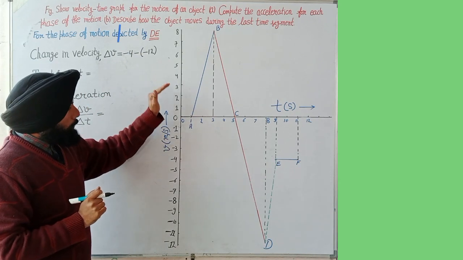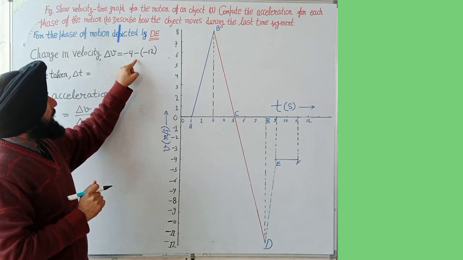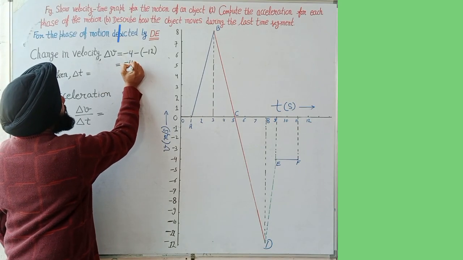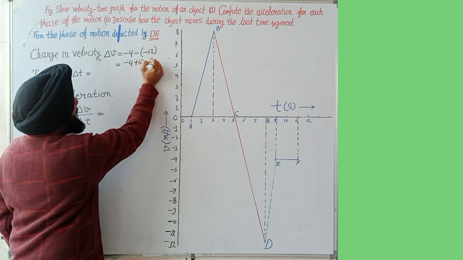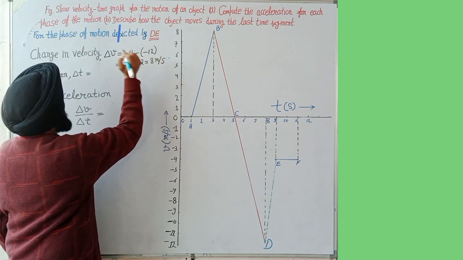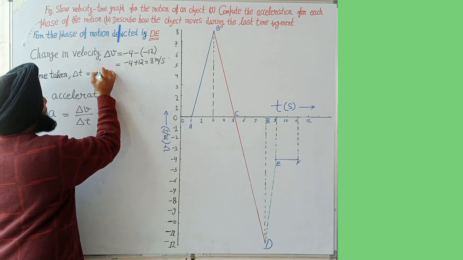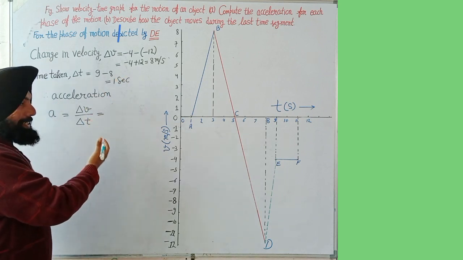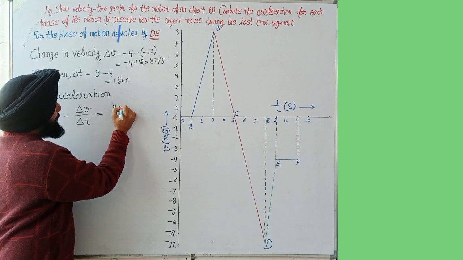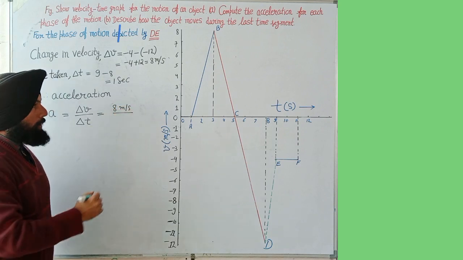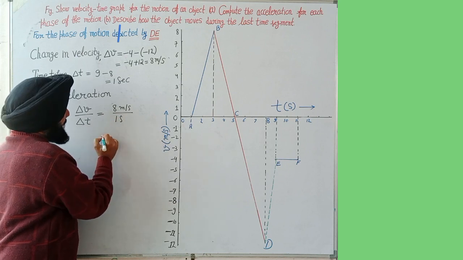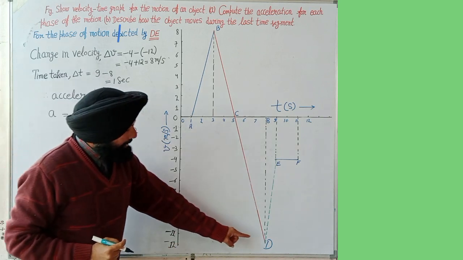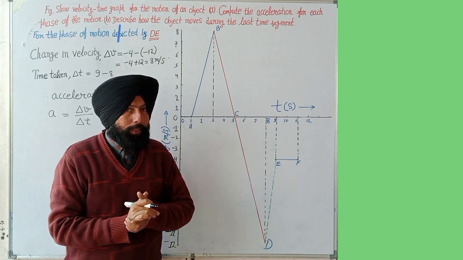So while doing this numerical you must emphasize this point. Now it becomes -4 plus 12, which is 8 meter per second. Now the change in time, 9 minus 8, is 1 second. So the acceleration is the change in velocity, 8 meter per second, over the change in time, 1 second, and our answer is 8 meter per second square, the acceleration during the phase D to E.